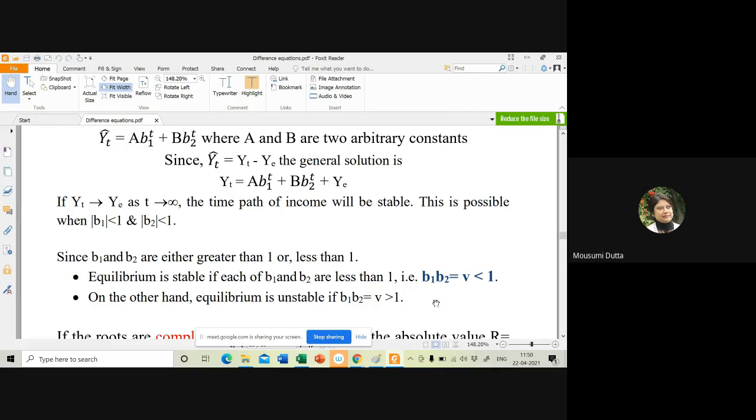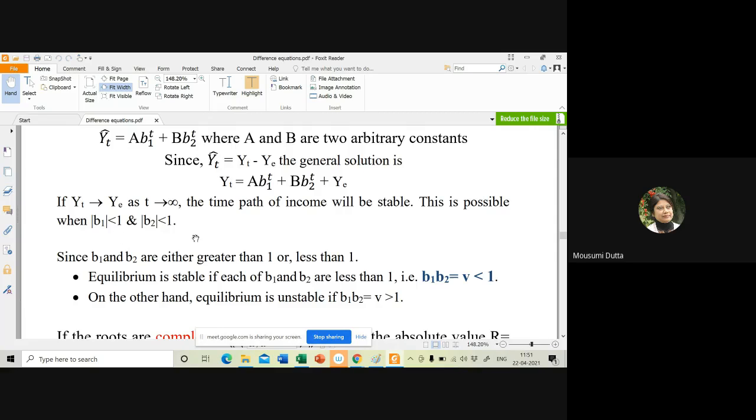In case of real roots, can you explain this? Which part? When equilibrium is stable and when it is unstable. Are you understanding this part? Yt tends to ye as t tends to infinity. And the second sentence, this is possible when mod B1 is less than 1 and mod B2 is less than 1. Yes, ma'am, I understand these two sentences. So you are understanding that the absolute values of B1 and B2 should be less than 1.